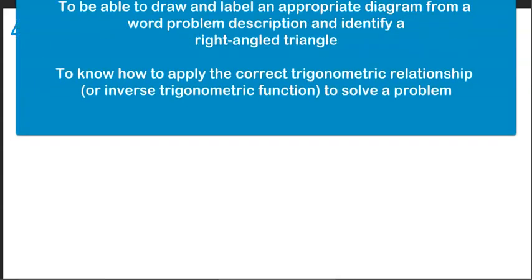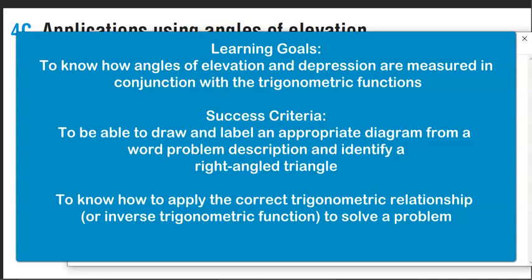So yesterday you would have worked on exercise 4B. You would have worked on worded questions for using the inverse trigonometric identities. 4C is looking at the applications using angles of what we call elevation and depression. The learning goal for this one is to know how angles of elevation and depression are measured in conjunction with the trigonometric functions. And the success criteria for this is to be able to draw and label an appropriate diagram from a word problem description and identify a right angle triangle, and to also know how to apply the correct trigonometric relationship or inverse trigonometric function to solve a problem.